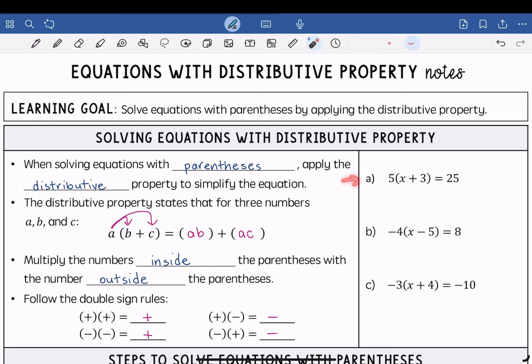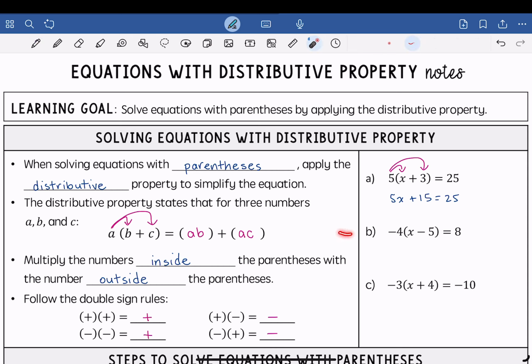So let's take a look at A. We're only going to apply the distributive property to simplify the expressions. So if we take a look at the expression on the right side, there's nothing to simplify as there's only one term. But on the left side, there are parentheses. So we're going to apply the distributive property to eliminate them. So we'll use the rainbow method. So 5 times x is 5x. 5 times positive 3 is positive 15, which is equal to 25.